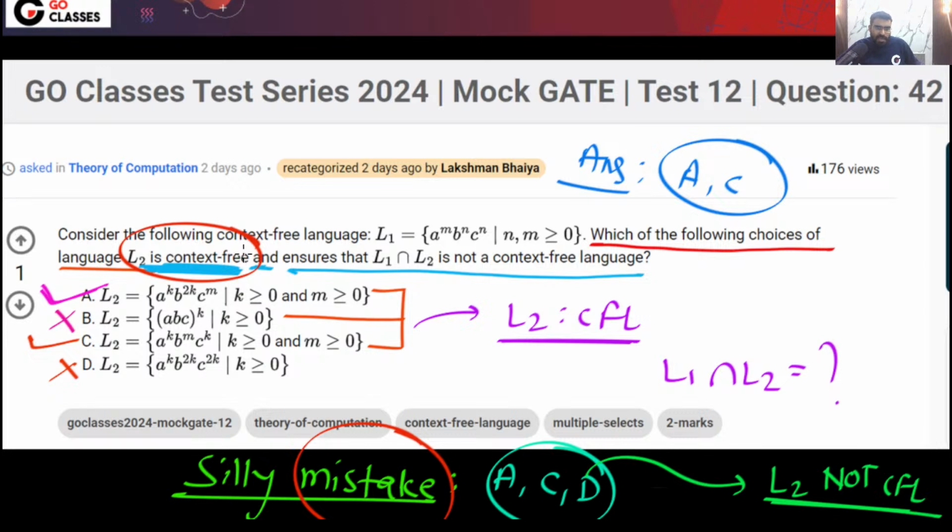Please understand, there are two conditions. The first condition is L2 must be context free. The second condition, L1 intersection L2 must be not context free. There are two conditions here. So please check it. Please keep it in mind. Please take care. Don't make silly mistakes in the GATE exam.